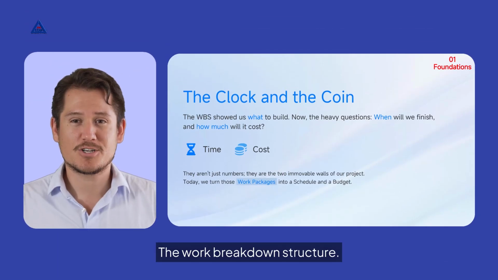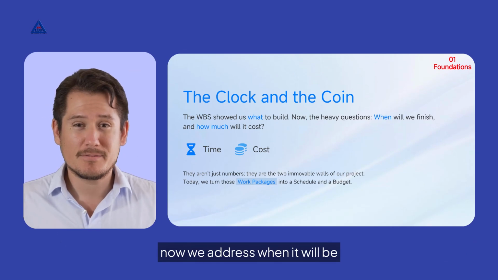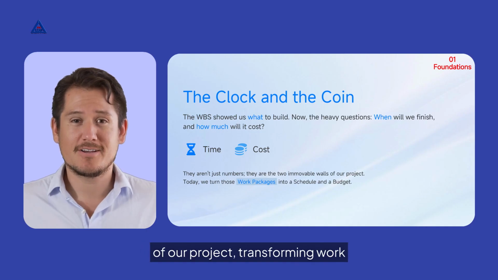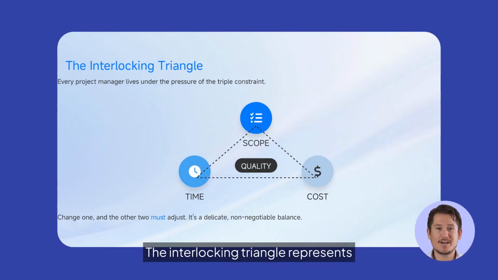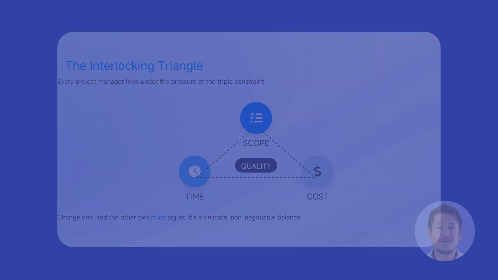The work breakdown structure, WBS, outlines what to build. Now we address when it will be completed and at what cost. These elements form the backbone of our project, transforming work packages into a schedule and budget. The interlocking triangle represents the triple constraint: scope, time, and cost. Adjusting one element necessitates changes in the others, maintaining a delicate balance to ensure project quality.